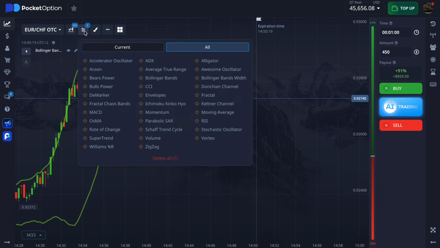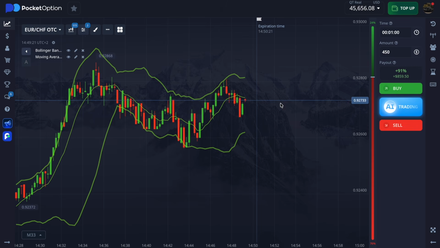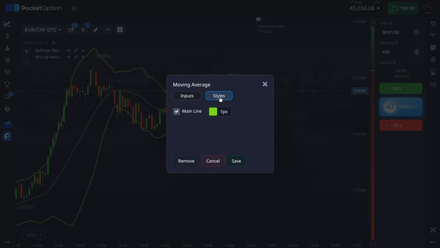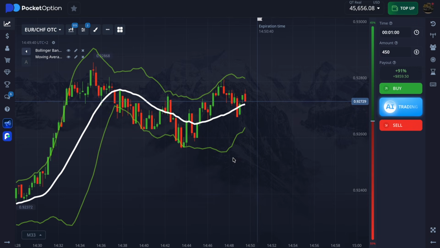Then I add a moving average to the chart. Here I open the settings, increase the period to 21 and use the SMA type. So I don't change anything here. After that I go to Styles, and to make this line more visible, I think I'll repaint it white and make it a bit thicker. After that I click the Save button.